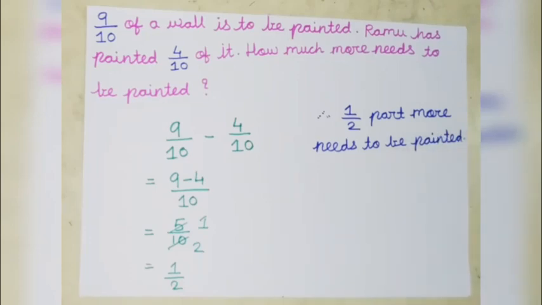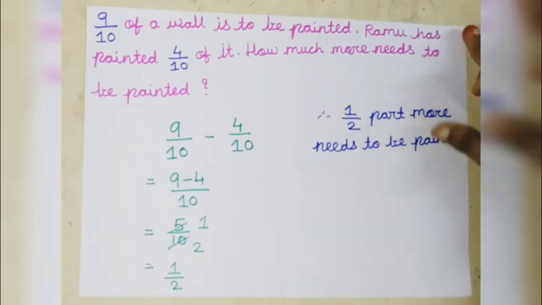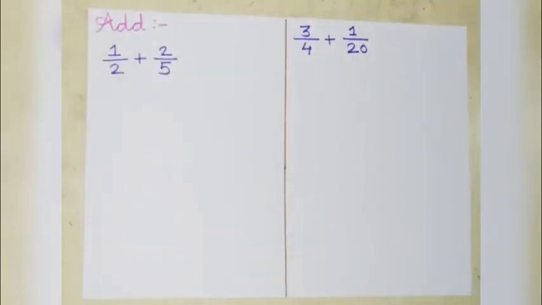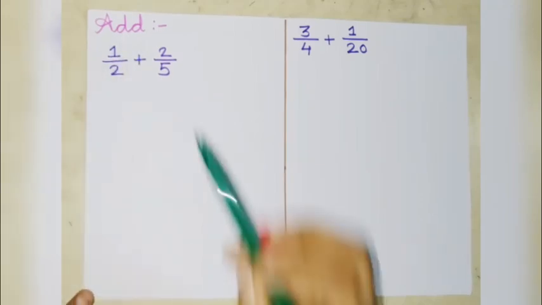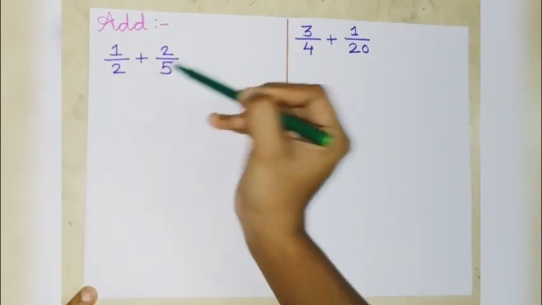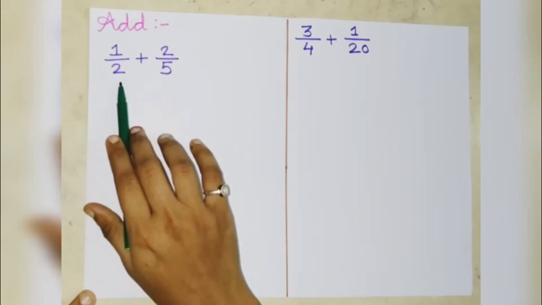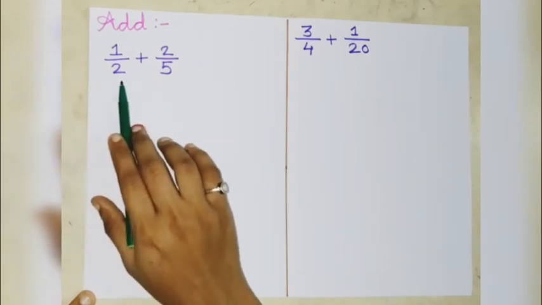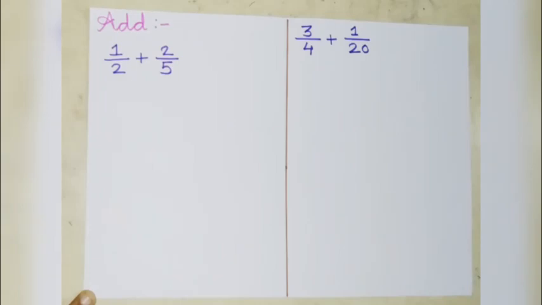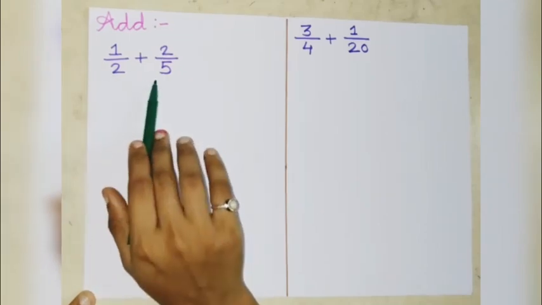Students, I hope you all understood this question. We will see the next question. Here, your question is addition. Children, see the question. 1 upon 2 plus 2 upon 5. Check the denominators. Here, you all can see that the denominators are different. Here 2 is there and here 5 is there. So what we will do while doing such addition questions is make the denominators equal.